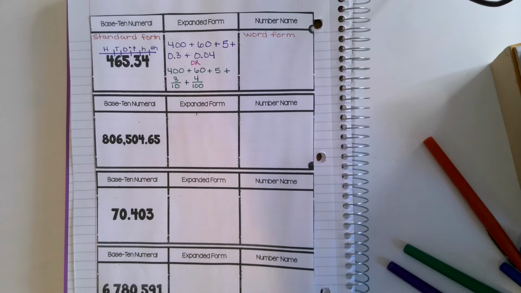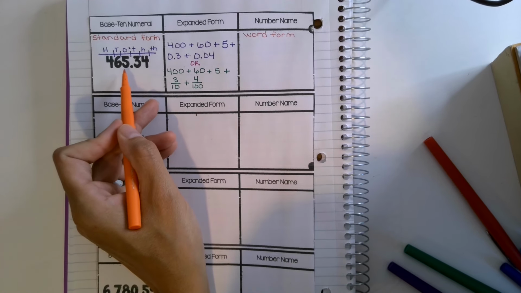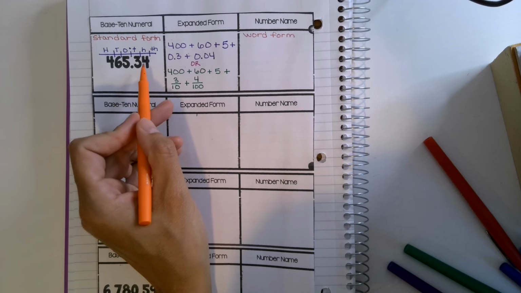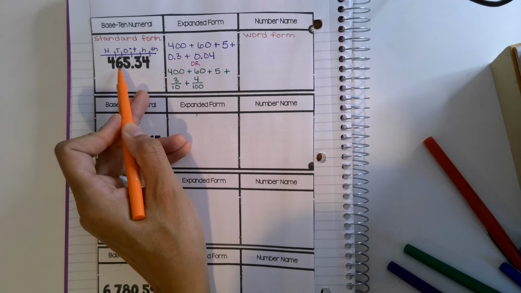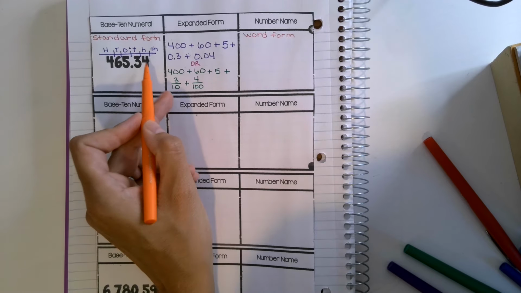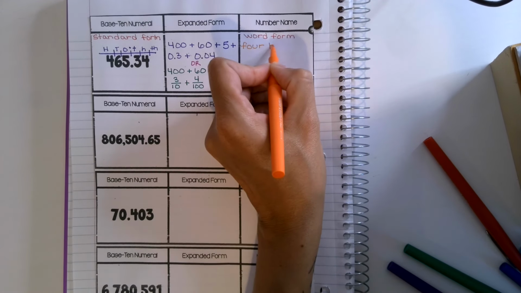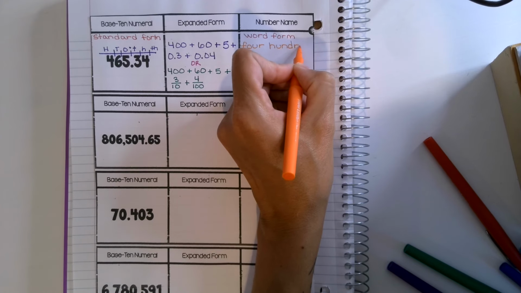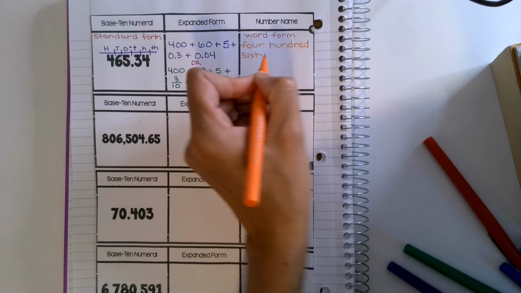So then the next one is word form. I'm going to try this color and see if you guys can see it. So you're going to write it the way that you read it. So 465 and 34, and with a decimal, you always read the last place value. So you don't say 465 and 3/10 and 4/100. You just read the last place value. So 400 65.